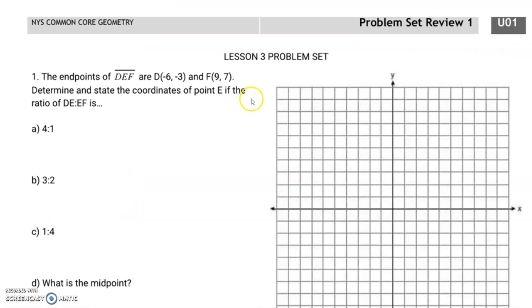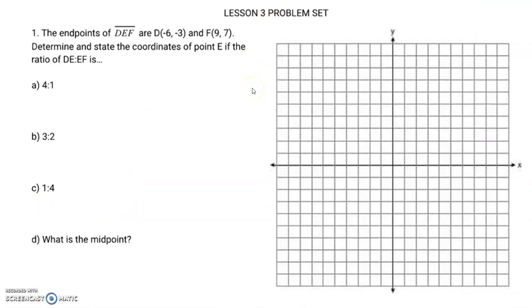All right, moving on to lesson 3 problem set. Pause the video, check it out, see if you can get it right, and then come back and see if the answers are correct.